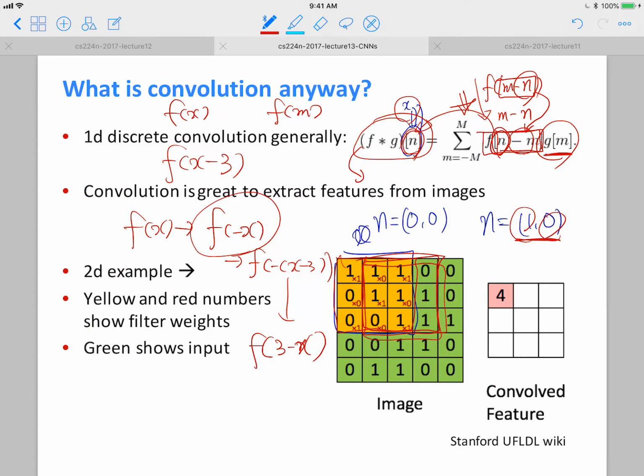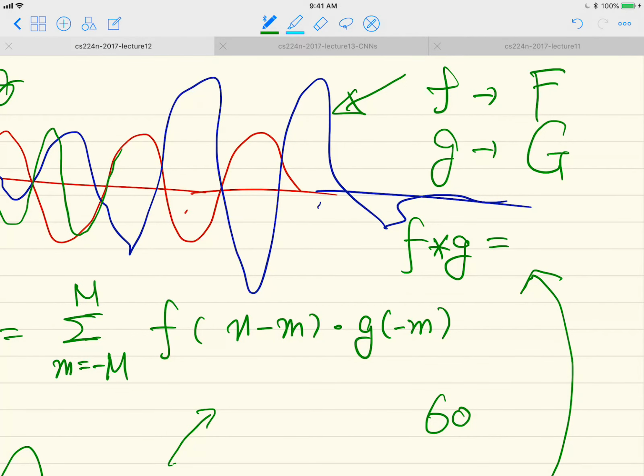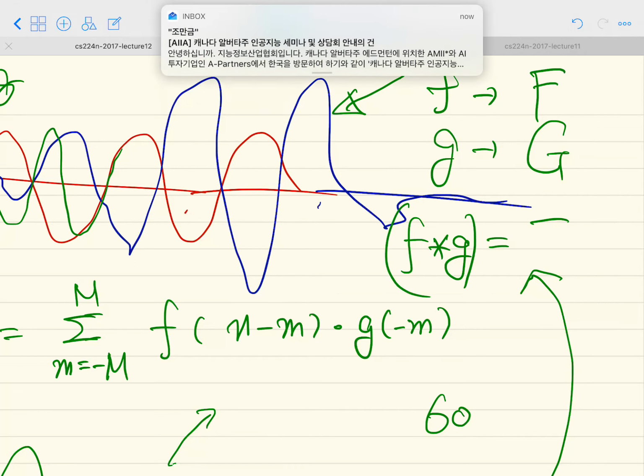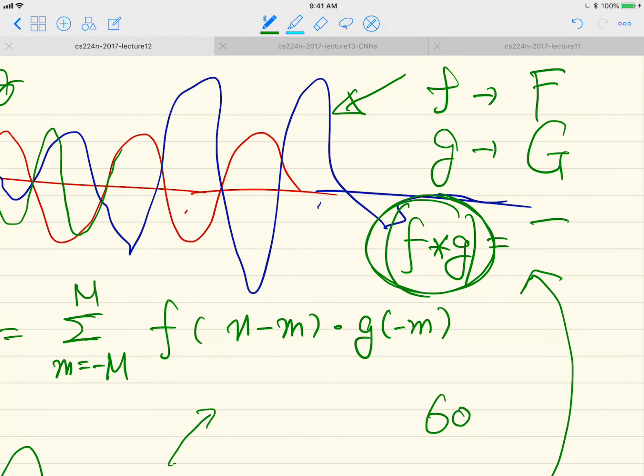Then that convolution operation is basically the same as, we can think of this time domain signal as the result of this convolution between these two time domain signals, and if we convert this time domain signal into the frequency domain, that frequency domain signal will be just an element-wise multiplication between this F and G.